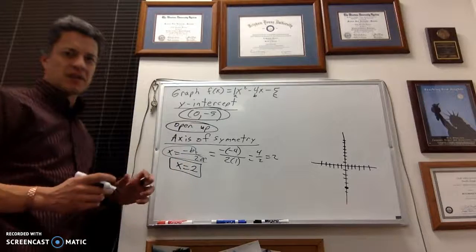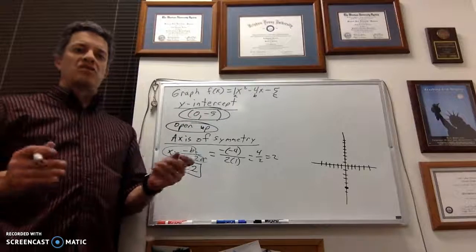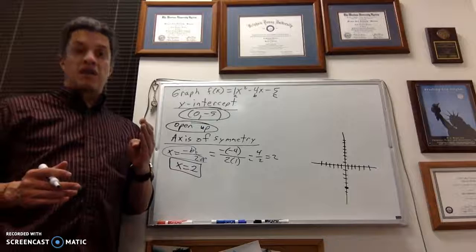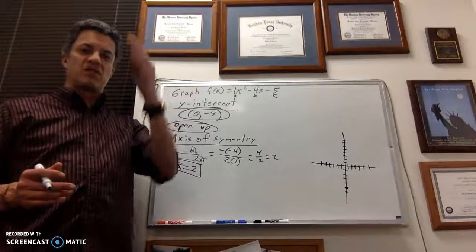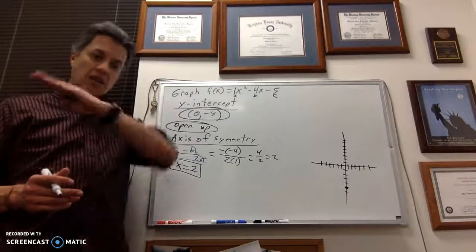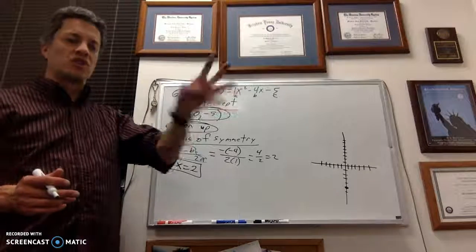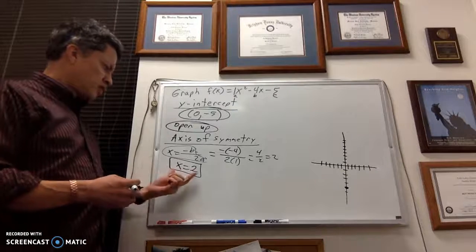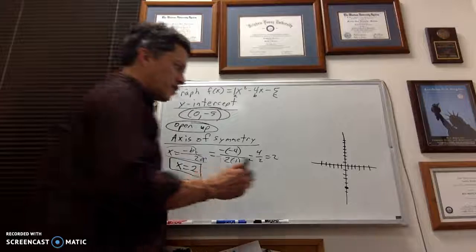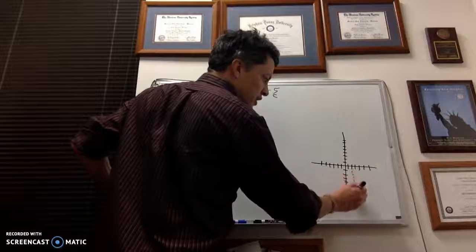Don't just say 2, because that doesn't tell you anything. The axis of symmetry is going to be an equation, okay? It's usually going to be x equals something if it's a vertical axis of symmetry, or y equals something if it's a horizontal axis of symmetry, which I'm not going to get into here. So the axis of symmetry is x equals 2. It's a vertical line that goes like this.